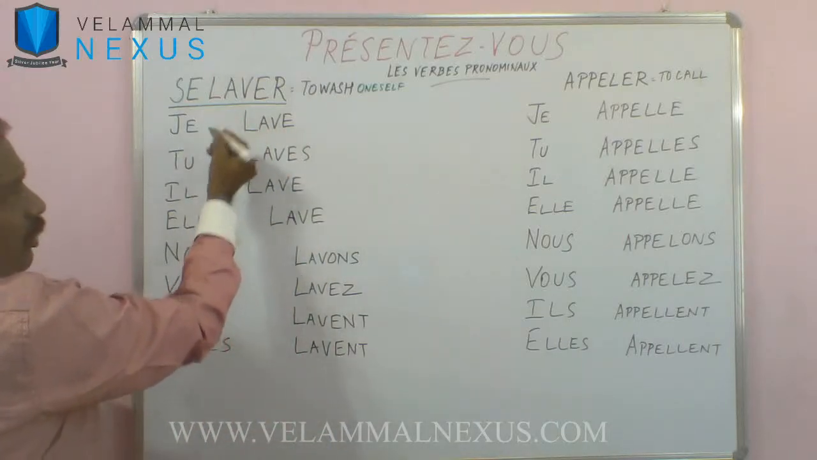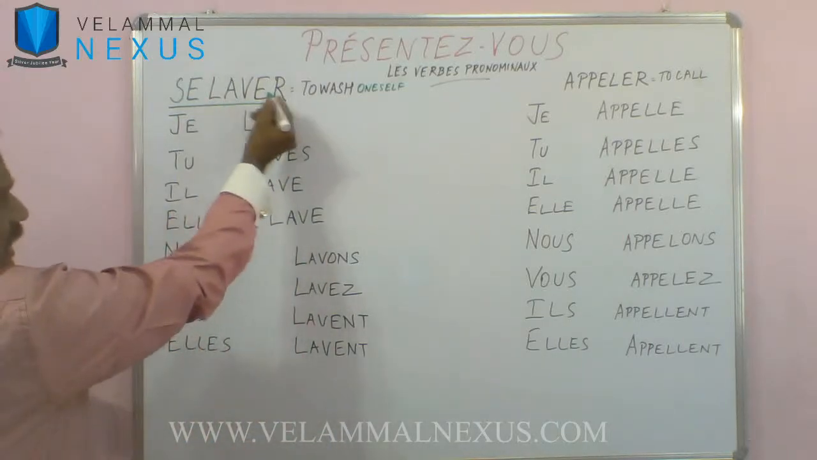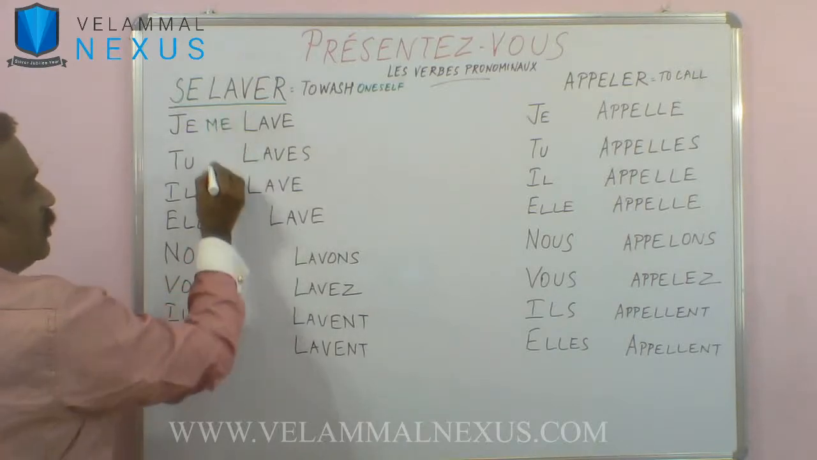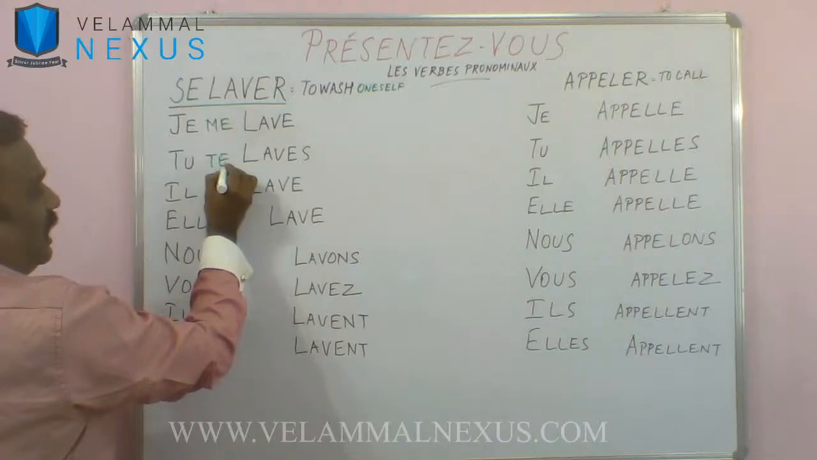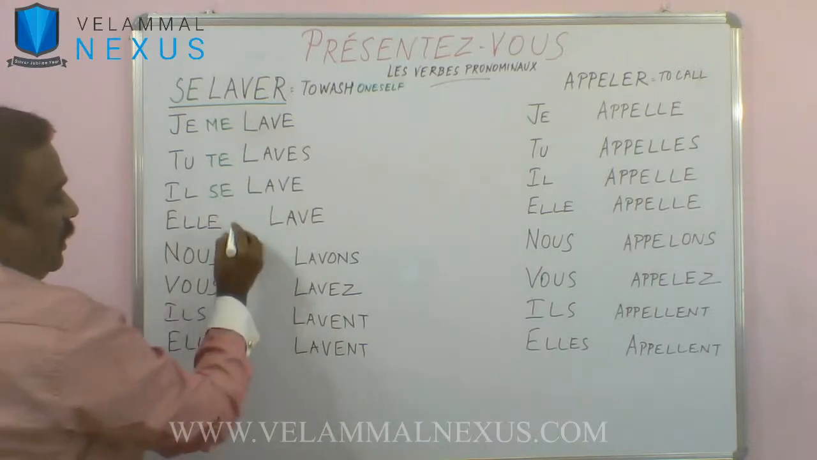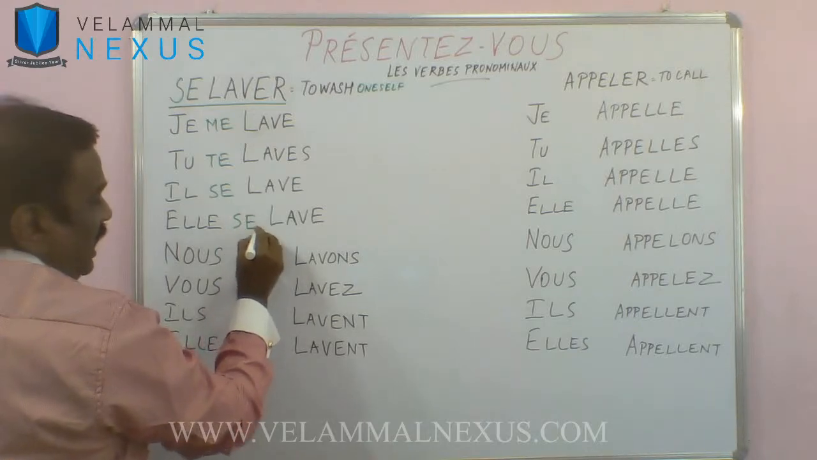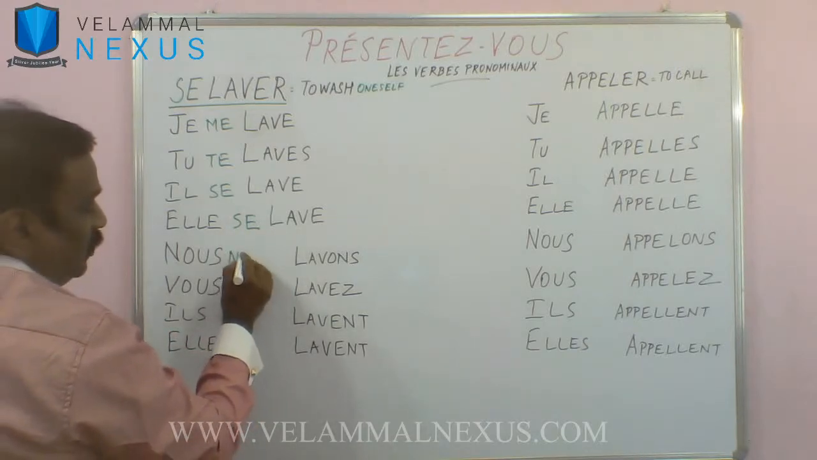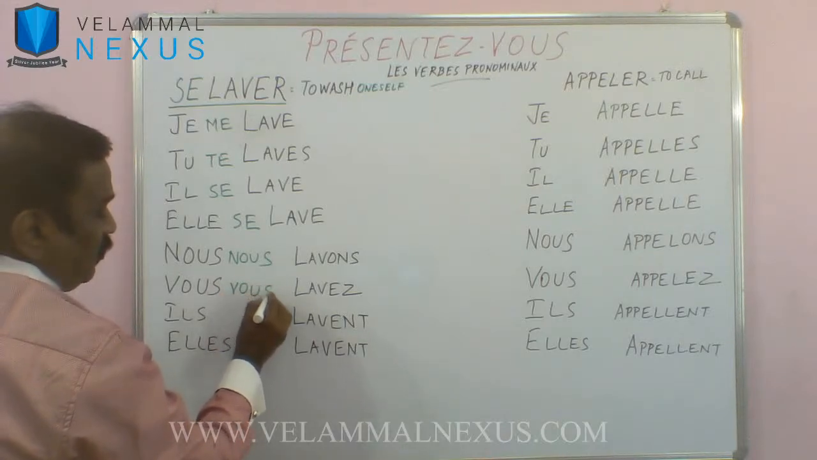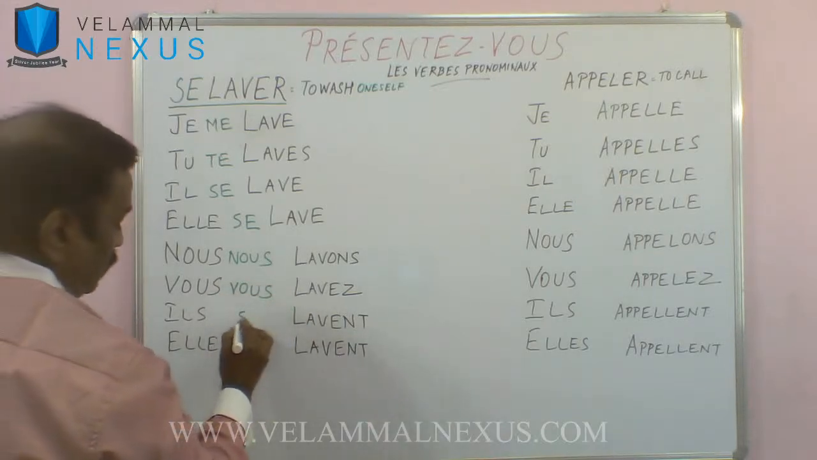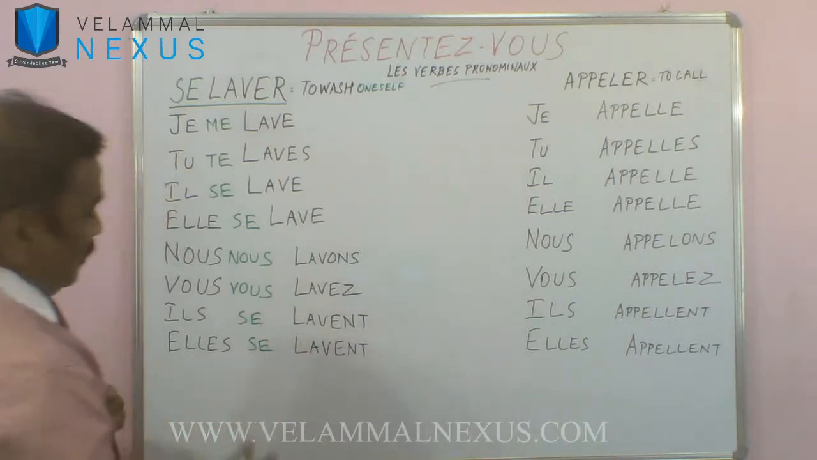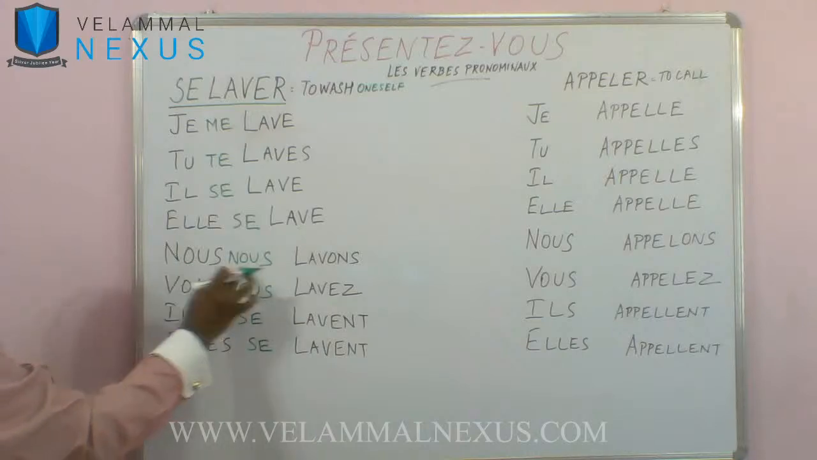Let's see. I'm going to conjugate a reflexive verb now. Se laver, je me lave. Tu te laves. Il se lave. Elle se lave. Nous nous lavons. Vous vous lavez. Ils se lavent. Elles se lavent.